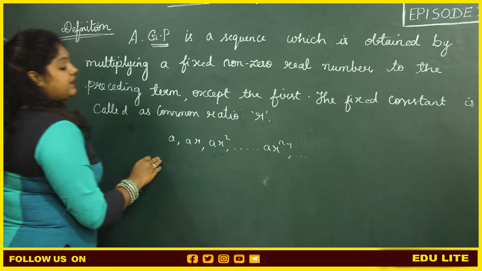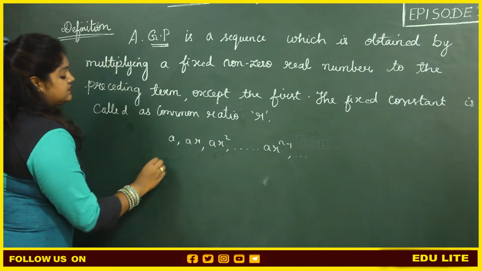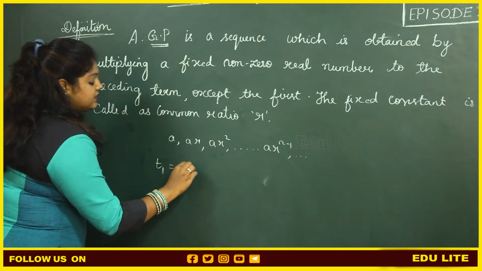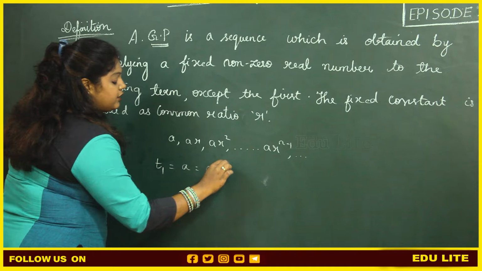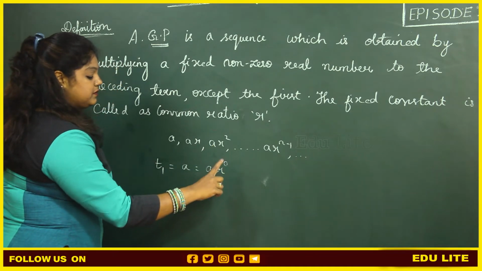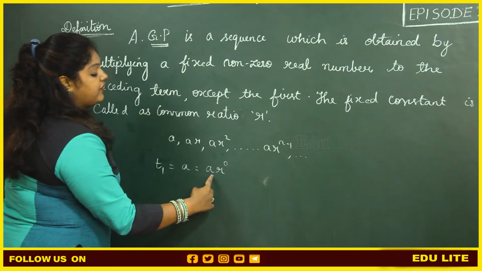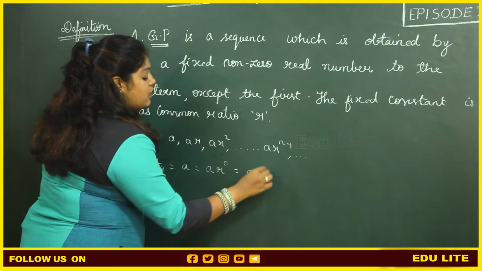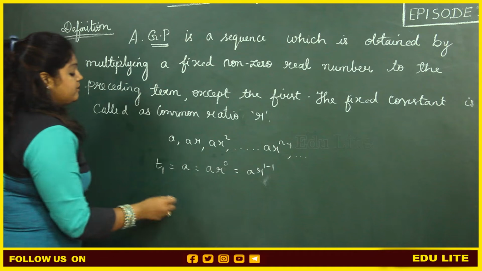Let us find the general term of a geometric progression. As I told you, this is called the first term, and we represent the first term as T1, where T1 is A. I am going to write it as A into R power 0, because anything power 0 is 1. A into 1 is A. So A is written in the format of A into R power 1 minus 1, which is nothing but 0.